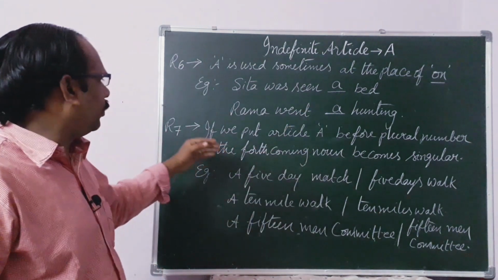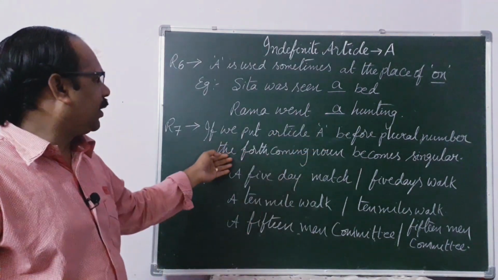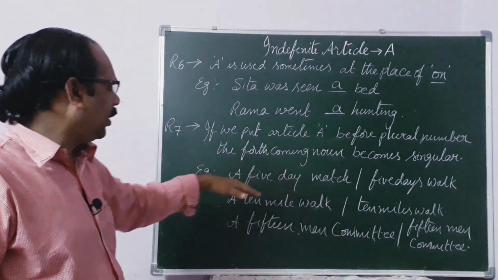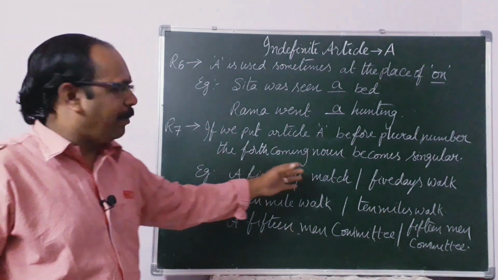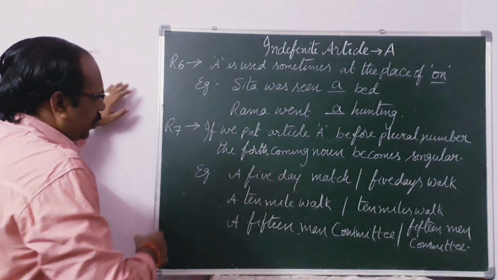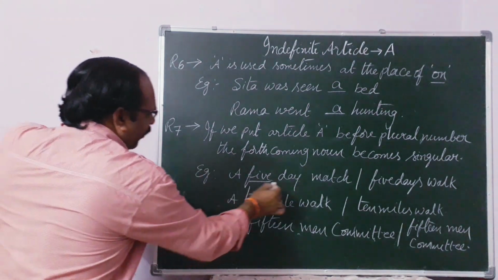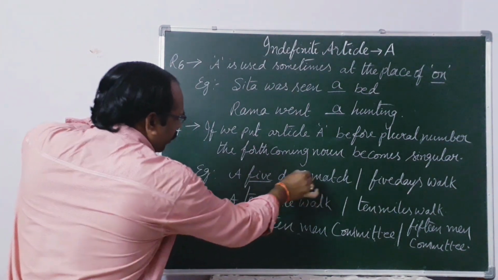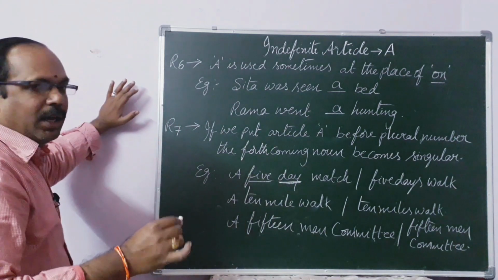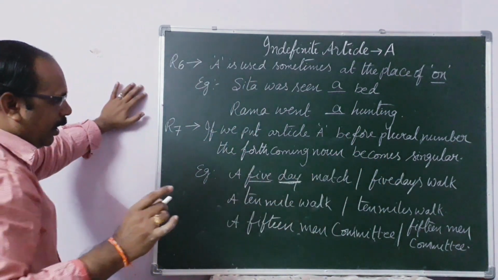The next rule: if we put article A before a plural number, the forthcoming noun should become singular. For example, a 5-day match. Here is the plural number. If we use a before a plural number, the forthcoming noun should be singular. We should not say a 5 days, but we can say 5 days walk or 5 days match.